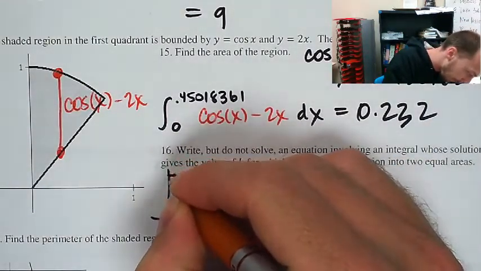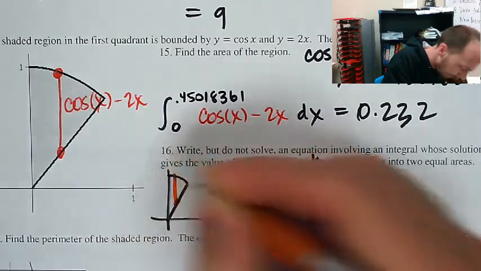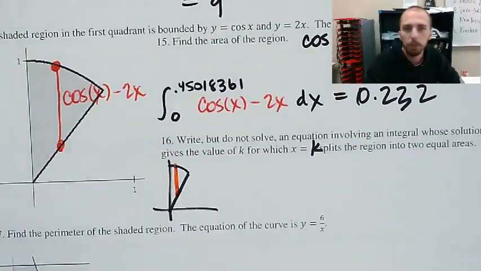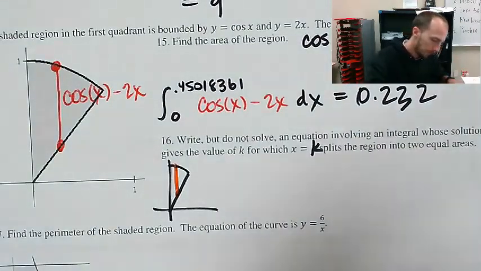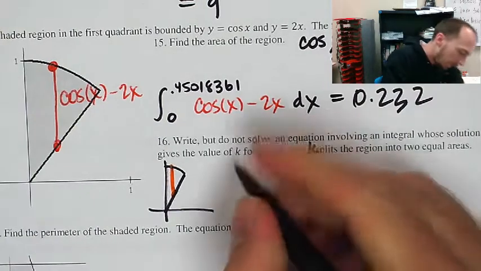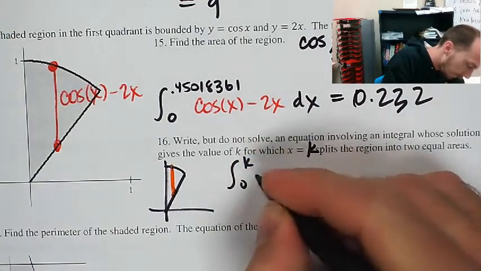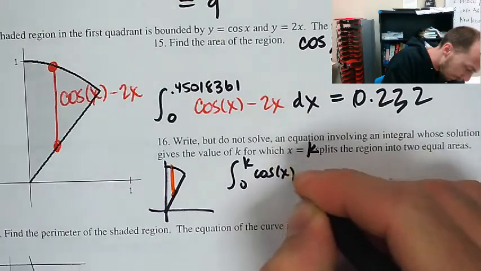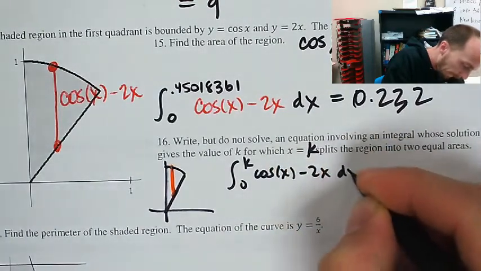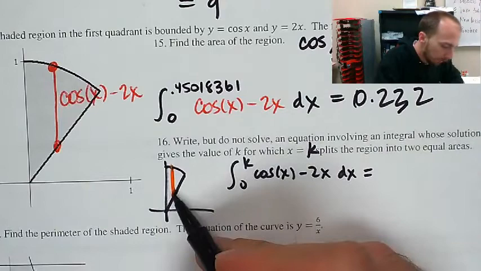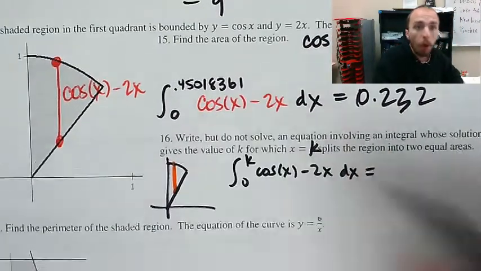I think it's going to be maybe around, whoops, that wasn't actually all that vertical. Maybe it's about like that, where it splits it in half. Okay, and that's x equals k. So if I integrated from 0 to k on top minus bottom, that would be equal to integrating from k to the intersection point.